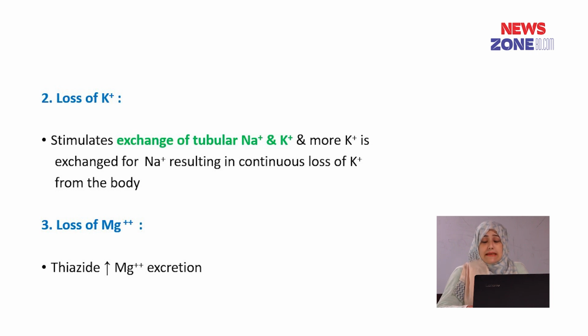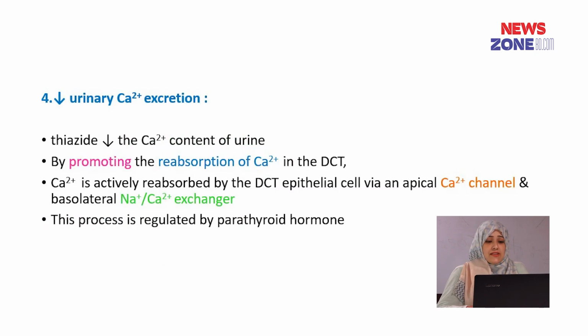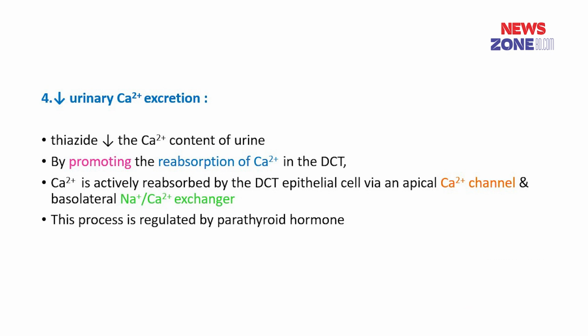That is, thiazides increase magnesium excretion and decrease urinary calcium excretion. Urinary calcium, how is it excreted? The thiazide decreases the calcium content of the urine by promoting the reabsorption of calcium in the distal convoluted tubule, and calcium is actively absorbed by the distal convoluted tubule epithelial cell via an apical calcium channel and basolateral calcium and sodium exchanger. This process is regulated by the parathyroid hormone.